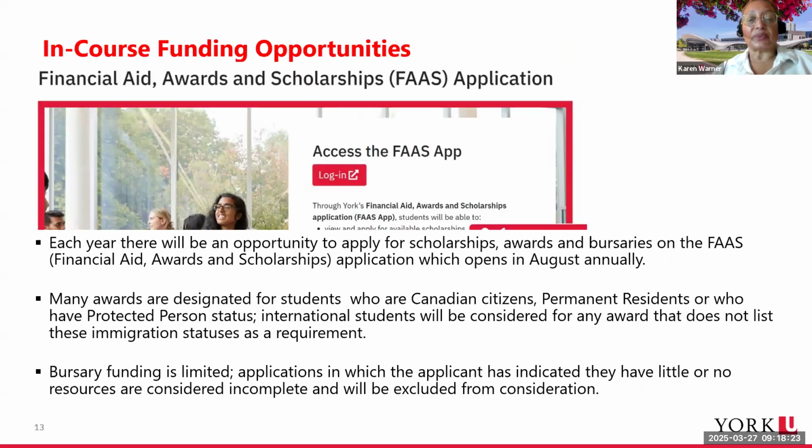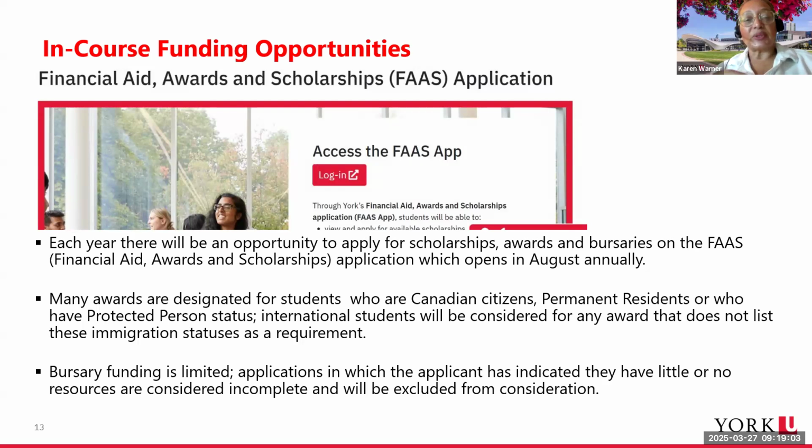Okay, so there are many opportunities once you are here for you to apply for additional funding. Once you've accepted your offer of admission, and you go through your enrollment and get yourself ready for school for the fall, come August, there will be another application that opens, which is our financial aid awards and scholarships application. This application is available to you for the duration of your time at York University. Every year you will have the opportunity to apply for awards through the FAST app. Again, it will open in August. We send out a notification to all students once the application is live to let them know that it is available.